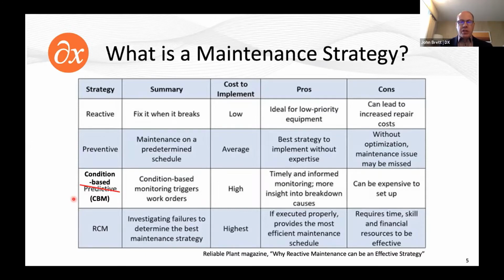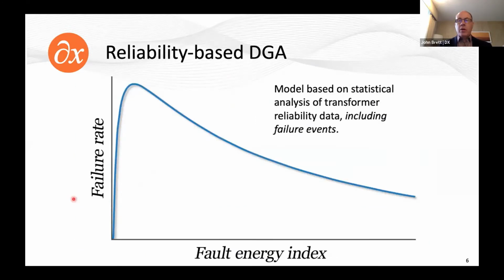Okay, can DGA fit into a reliability-centered maintenance strategy? And the answer is yes, it can contribute to it. We have found that if you take your DGA data and convert it to a fault energy index, which is basically saying, how much energy went into that failure or into that incipient failure, that problem that's going on, how much energy has been expended to create the heat that creates the gases.